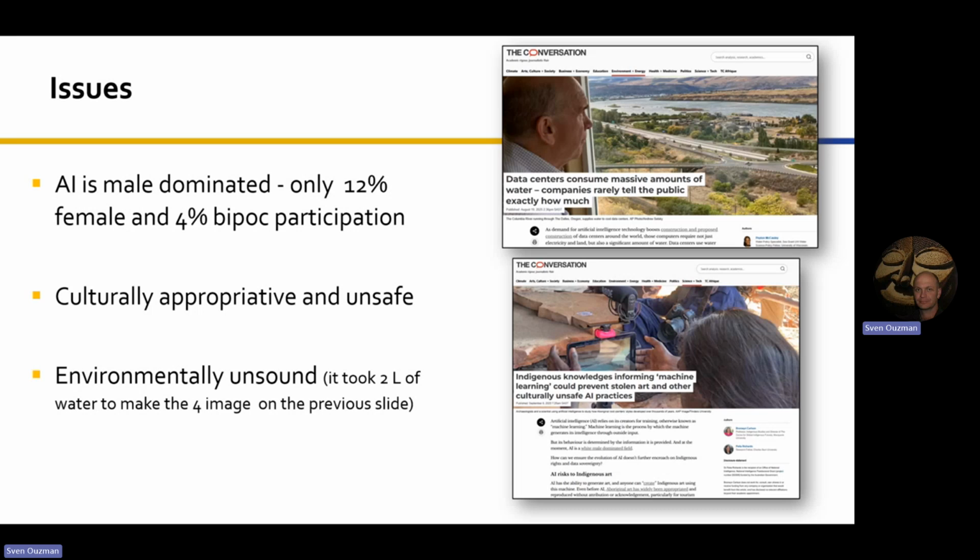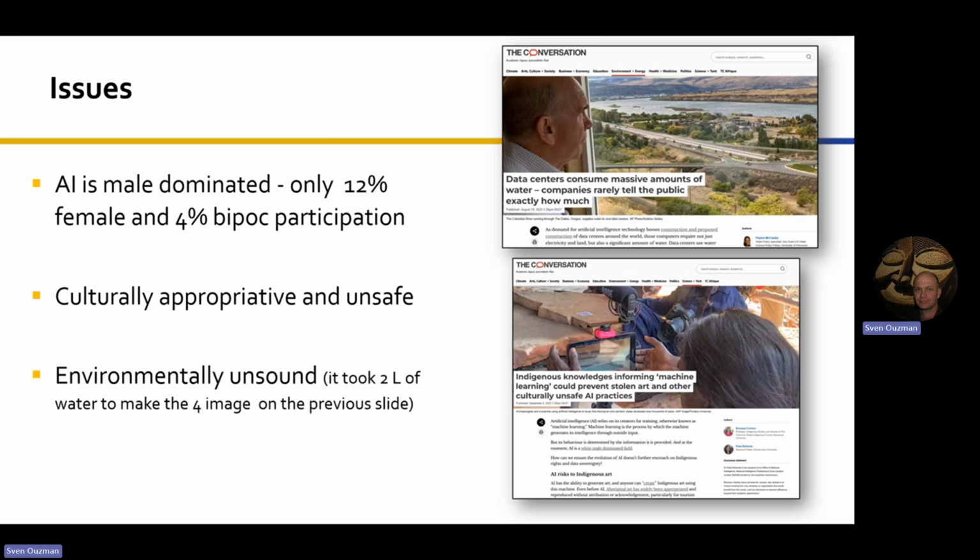It's also culturally appropriative and unsafe. It just crawls through everything on the internet. It doesn't respect any sort of copyright, whether it's Indigenous or not. And importantly, we as academics, or anyone, don't know where the sources of those images or texts are. So we can't do good peer review or evaluate the veracity of the knowledge.